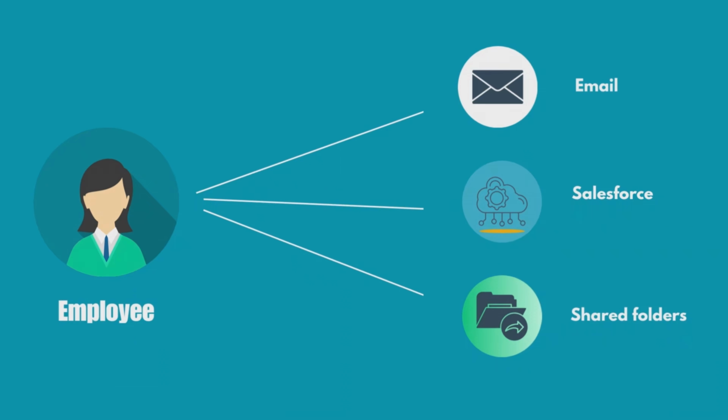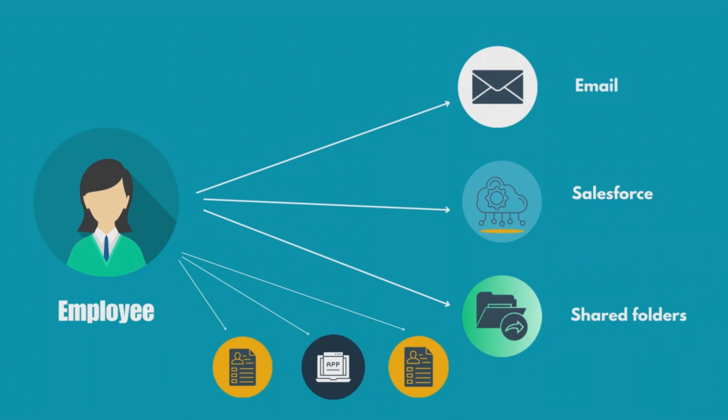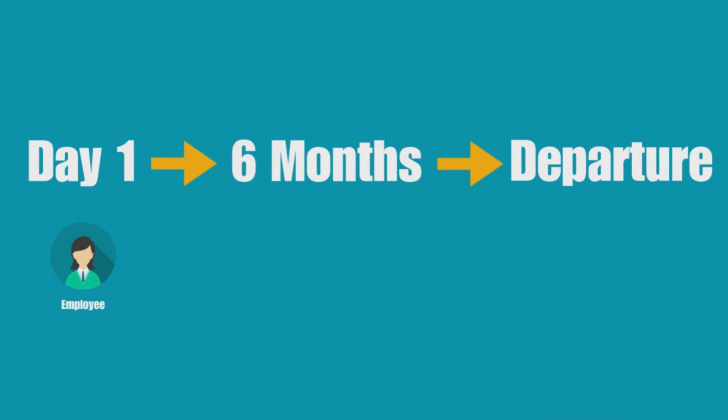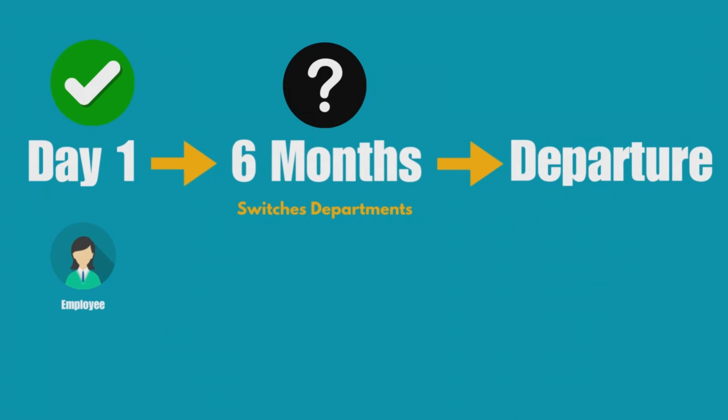Picture this, a new employee joins your company on Monday. They need access to email, Salesforce, shared drives, and maybe a dozen other applications. Now, on day one, everything looks good. Six months later, when they switch departments, who updates their access? When they leave the company, who makes sure everything is removed?